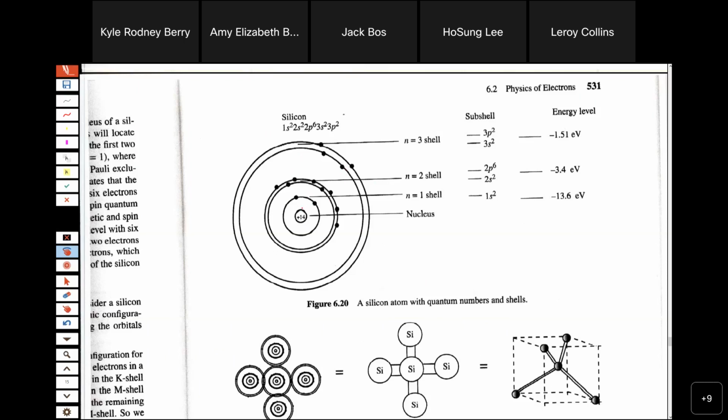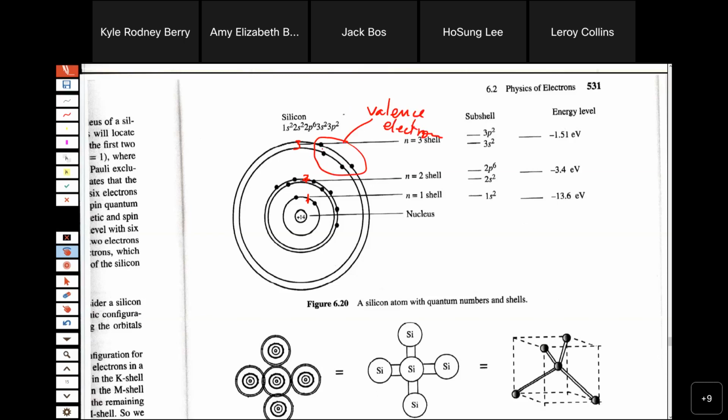So this is quantum number 1. This is quantum number 1. This is quantum number 2. This is quantum number 3. Different energy. Quantum number 2 holds 1, 2, 3, 4, 5, 6, 7, 8. And then quantum number 3 holds 1, 2, 3, 4. So the uppermost quantum number electrons, we call valence electrons.